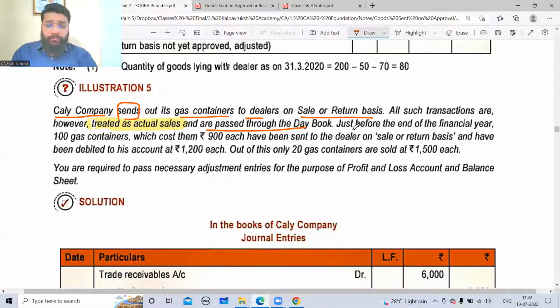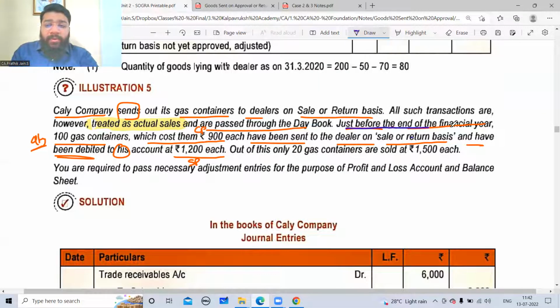Just before the end of the financial year, 100 gas containers, which cost them 900 each, so 900 is the cost price, have been sent to the dealer on sale or return basis and have been debited to his account. Debited to his account means debited to the customer's account at 1,200 each. So selling price is 1,200, cost price is 900. Let me repeat the question one more time.